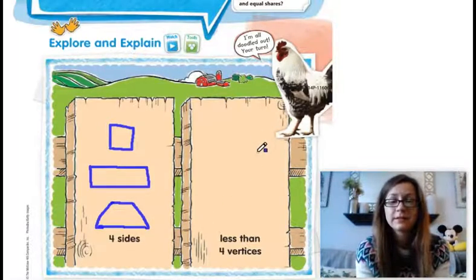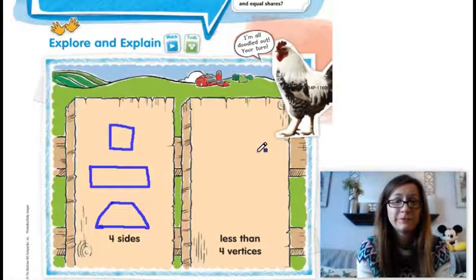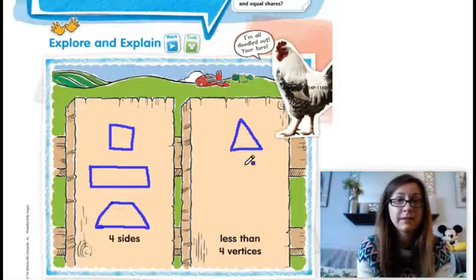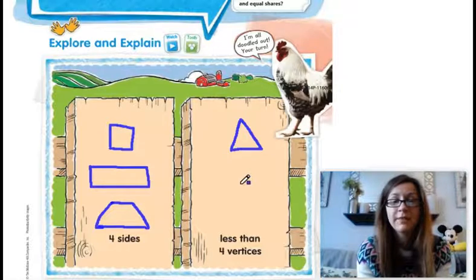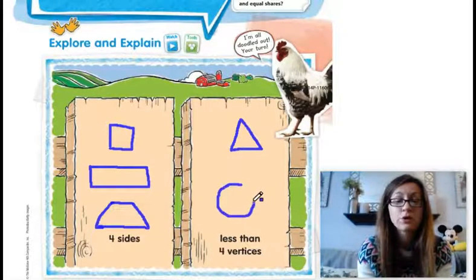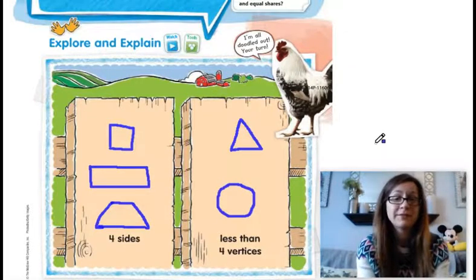The next section, less than 4 vertices. So we have 2 shapes that had less than 4 vertices. The first shape was the triangle. Triangle has 3 vertices because it has 3 sides. And then we have the circle. A circle, remember, has no vertices or sides because it is completely round.